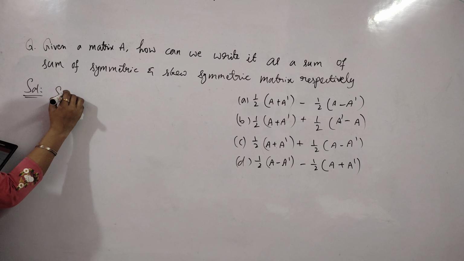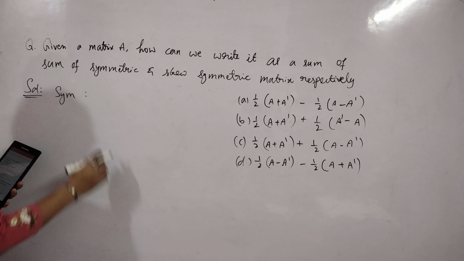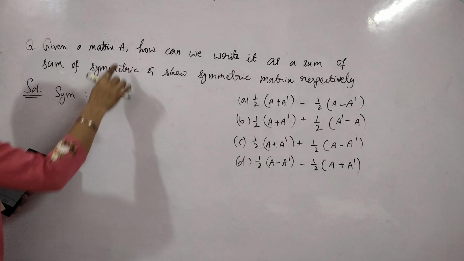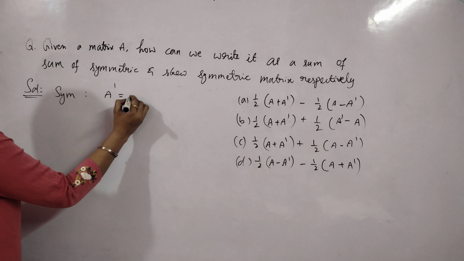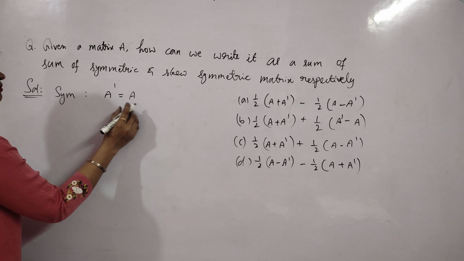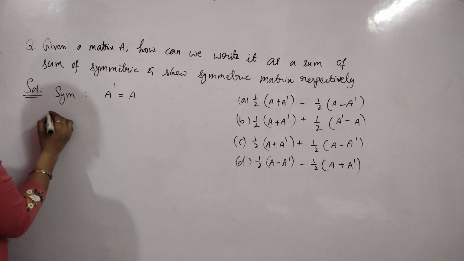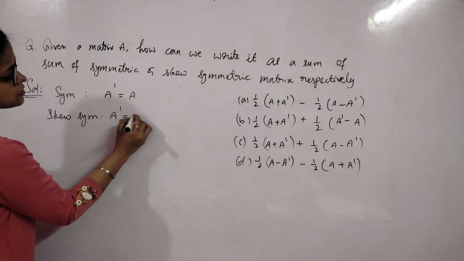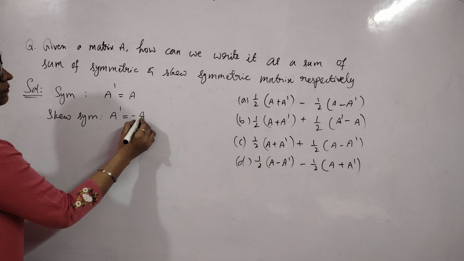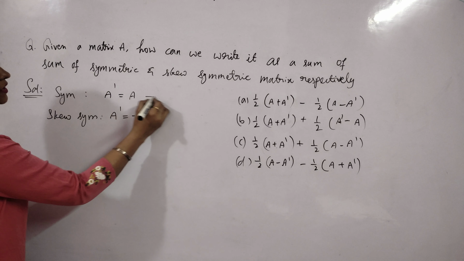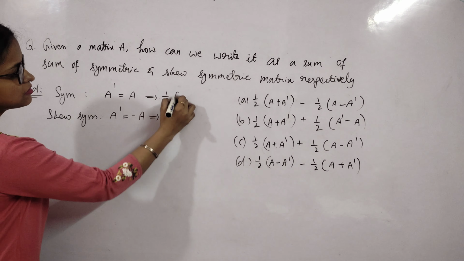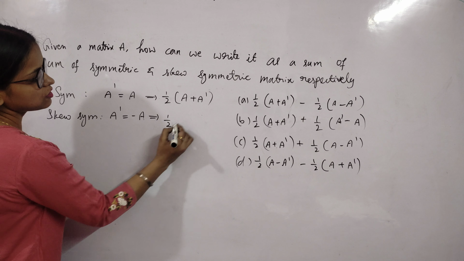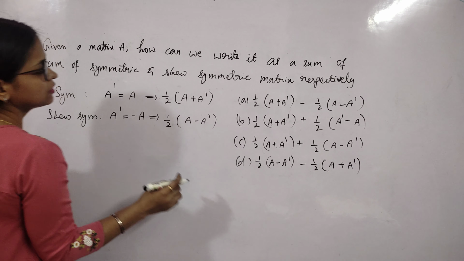So first, for a symmetric matrix, if your matrix is A and you do the transpose, you will get A. And for a skew symmetric matrix, if you do the transpose, you will get minus A. Now, the symmetric matrix can be written as half A plus A dash, and the skew symmetric matrix as half A minus A dash. You can verify this also.